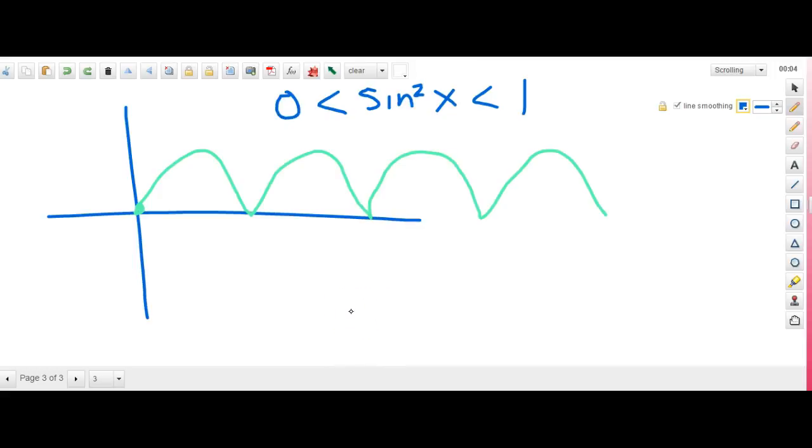And these are for the basic trig functions. You can change the amplitude if there's a number in front. If this was 5 sine squared x, then we'd be limited from 0 to 5. Or if it was just 5 sine x, -5 to 5. But all the problems on the assignment are between 0 and 1 or between -1 and 1.